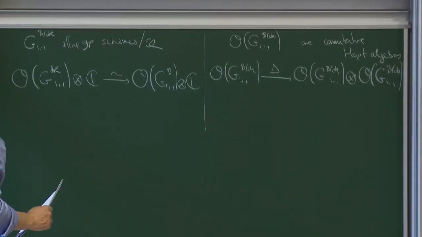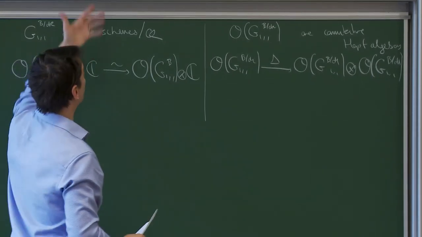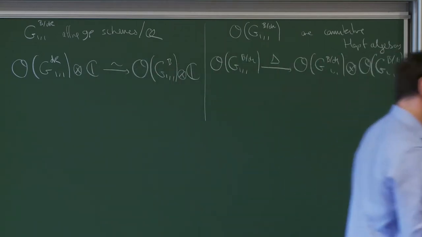So now what we want to do is view the affine Betti ring, the affine de Rham ring, and this comparison as a triple, and it's going to be a triple in this category.